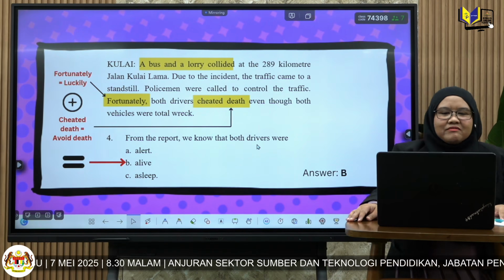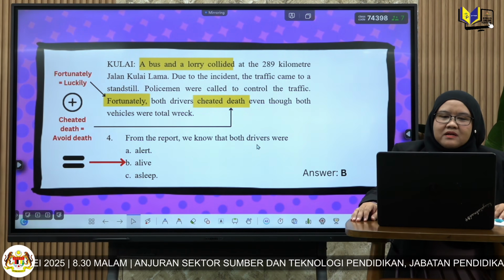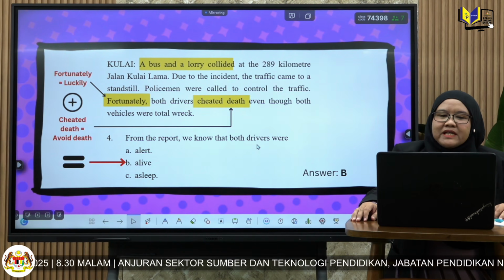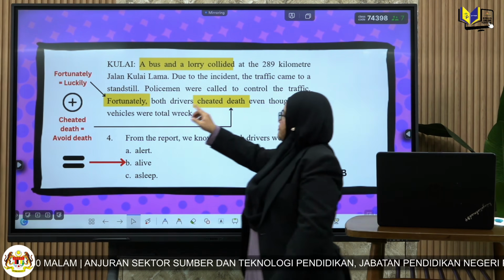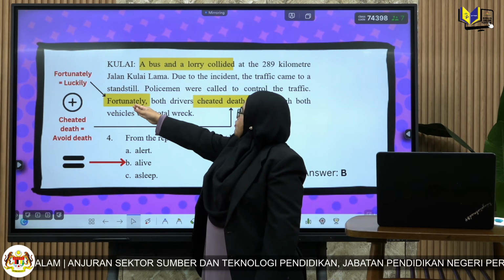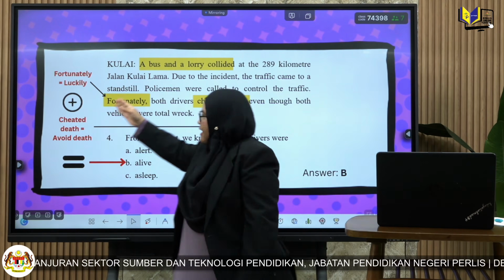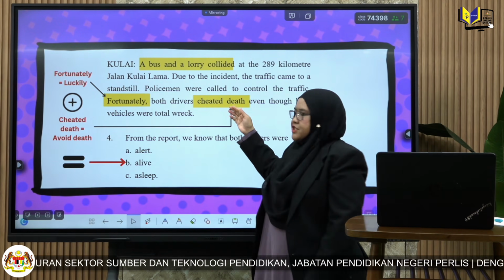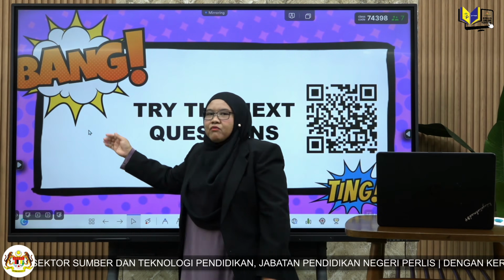Why is it alive? Why not alert? Why not asleep? Because of the keywords. Okay, let's take a look at the keywords here. The first keyword is fortunately, which also means luckily. And then the second keyword is cheated death. Okay, so cheated death means avoid death.